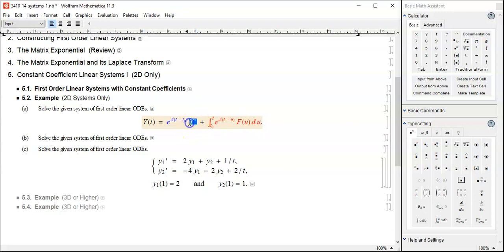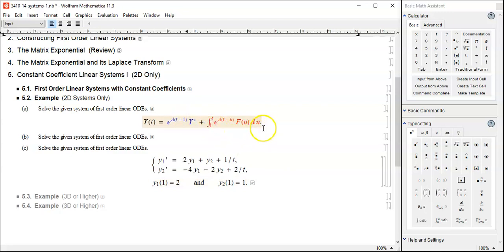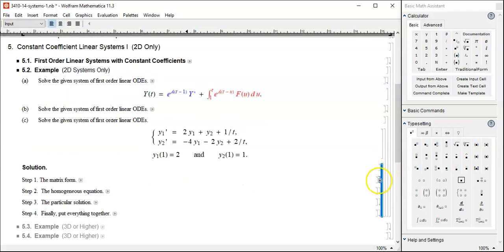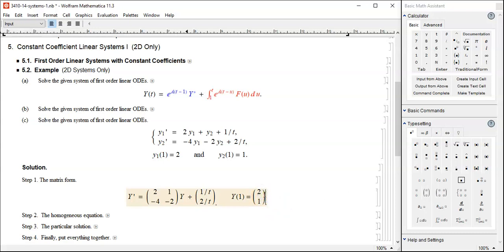Now here in this particular case, y star is (2, 1), do you see? And also t0 is 1, so in this case we have to do this. 1, and then this will have to run from 1 to t, because we have 1 here. Make sense? Here's the matrix form. All right, it corresponds to this, and also the initial condition here.